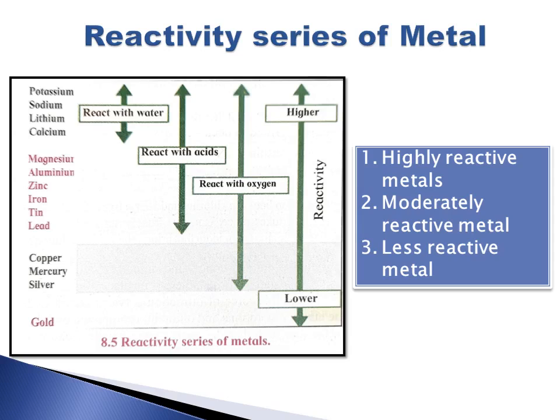The metals which are placed at the top of the reactivity series are very reactive. They are never found in nature as free elements. For example, sodium, potassium, calcium. The metals in the middle of the reactivity series, such as iron, zinc, lead, are moderately reactive. And the metals which are placed at the bottom of the reactivity series are least reactive. They occur in the free state. For example, gold, silver, copper.